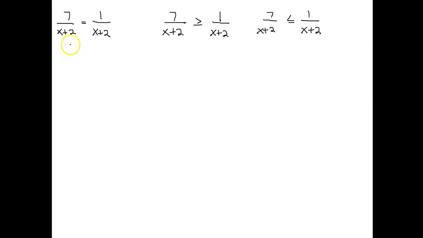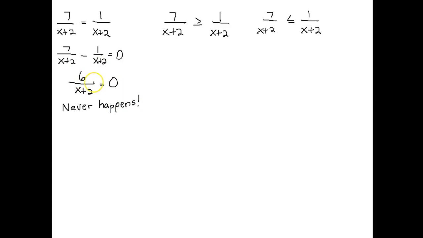All right, for the equals, if you go ahead and subtract 1 over x plus 2 from both sides, you're going to get 6 over x plus 2 equals 0. This never happens. Because in order for it to equal 0, your numerator would have to be 0. And its numerator is just plain old 6. There's no variable up there. So it's not possible. There are no values of x that'll make this happen. So the solution set is empty.